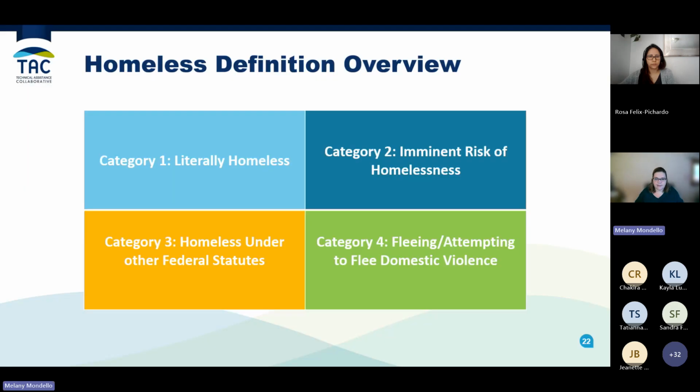Okay, this is the part that's going to be applying to most of you, and the part that we're really going to dig into a lot of details about how to document. The homeless definition for the CoC program and ESG program has 4 different categories: literally homeless, imminent risk of homeless, homeless under other federal statutes, and fleeing or attempting to flee domestic violence. We are going to talk in depth about 1, 2, and 4.